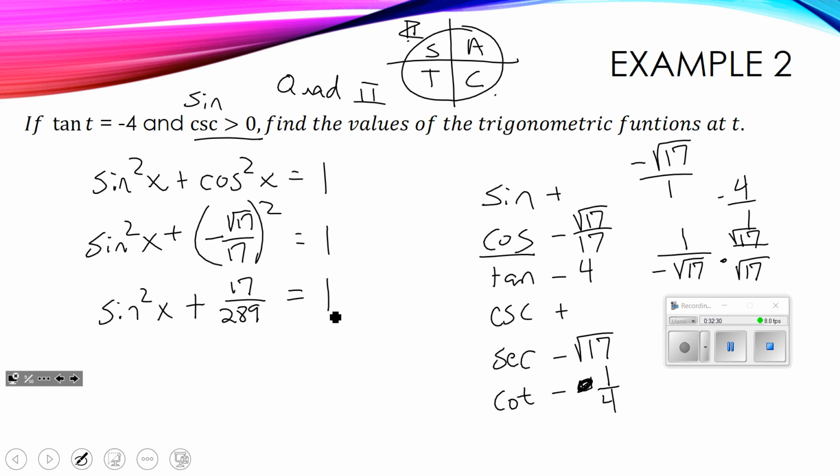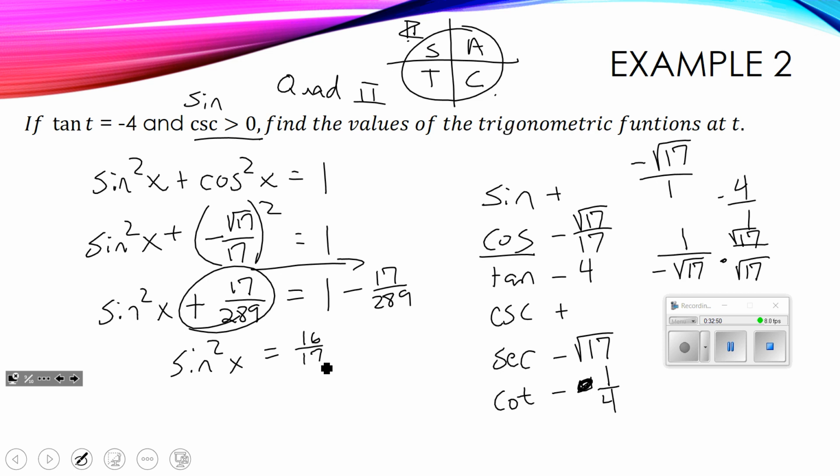It doesn't matter if you want to simplify it to 1 over 17. You can put this in your calculator, okay? And then I'm going to subtract it. So somebody in their calculator, take a minute and do that for me. 16 over 17. Very good. So far, so good.